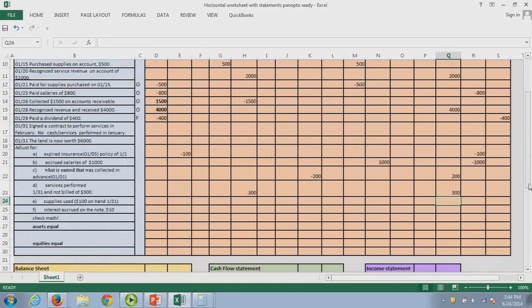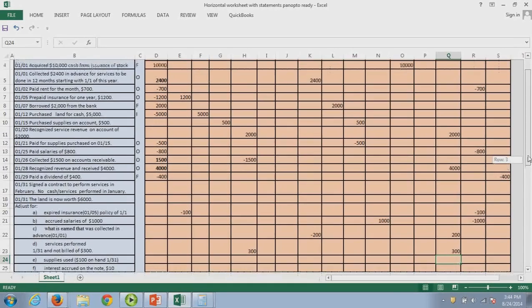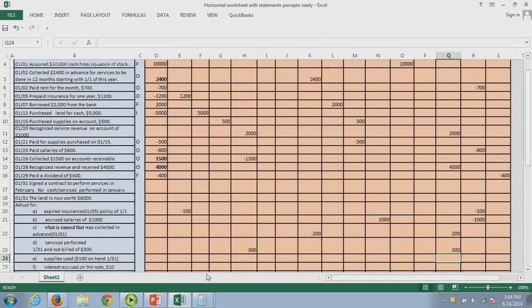So we have, under supplies, I'm going to go minus 400. Hopefully we can find supplies. It's right there. Minus 400. You want the ending balance to be 100, so you want to subtract 400.